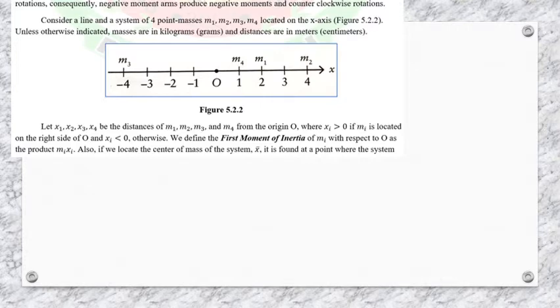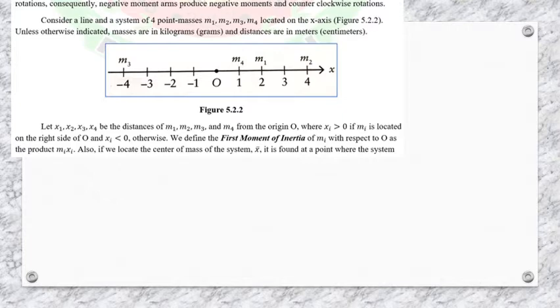Consider a line and a system of 4 point masses m sub 1, m sub 2, m sub 3, and m sub 4 located on the x-axis. Okay, so please refer to this figure. Let's say ito yung m sub 3, m sub 4, m sub 1, and m sub 2. So m sub 1 is located at x equals 2, m sub 2 naman is at 4, m sub 4 is at 1, and m sub 3 is at negative 4.